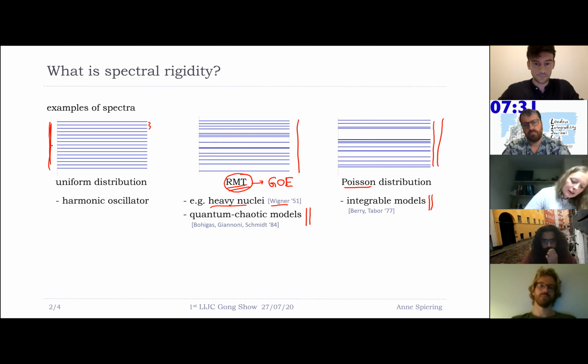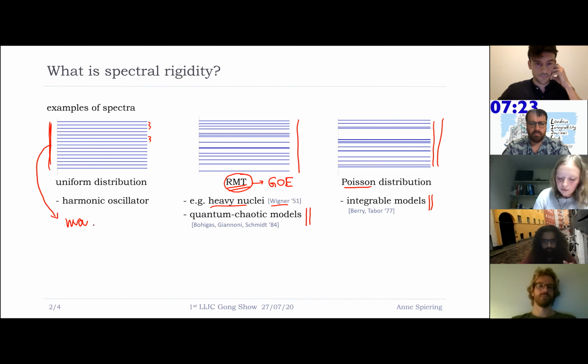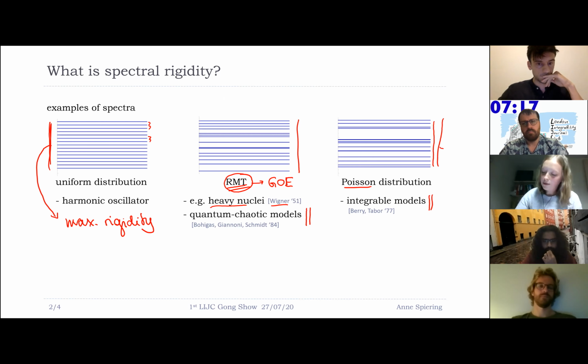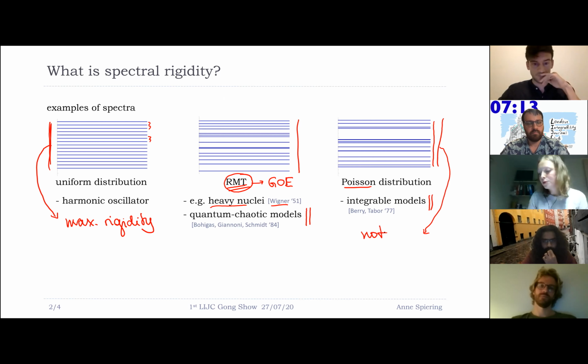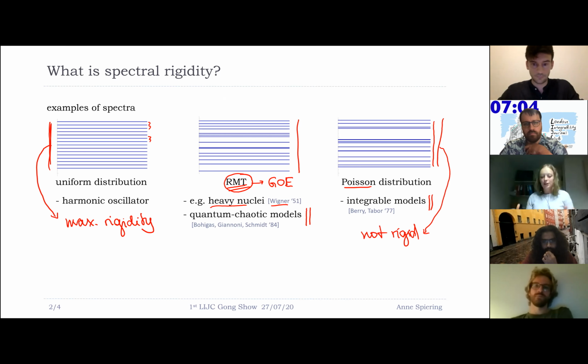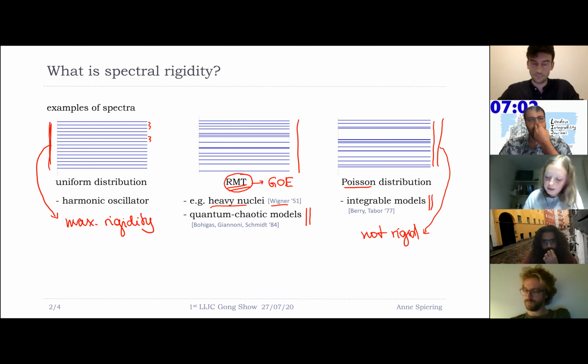If I look back at this very first spectrum, there is really no departure from this uniformity, and this is what I call maximum rigidity. At the opposite extreme, I have the Poisson distribution. There is no correlation whatsoever between the energy levels, and this is not rigid. And everything else will lie somewhere in between. So this is a rough understanding of what the spectral rigidity is.